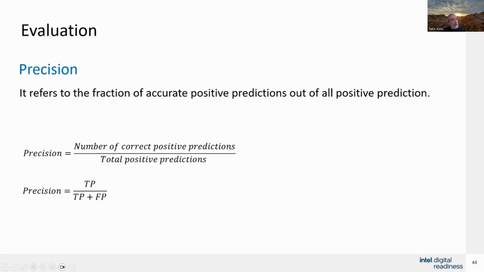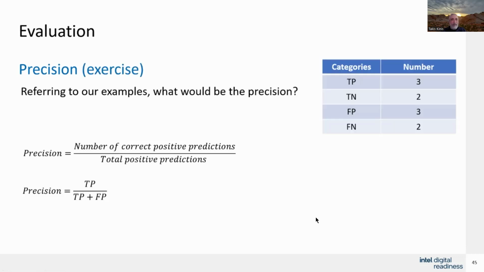The next thing we look at is the precision. This is another aspect that we're measuring, and it's a different measure. It refers to the fraction of accurate positive predictions out of all positive predictions. So in other words, chose red, and it was red. All right, so referring to our examples, what would be the precision? The number of correct positive predictions over total positive predictions. So we're eliminating all the negativity out of here.